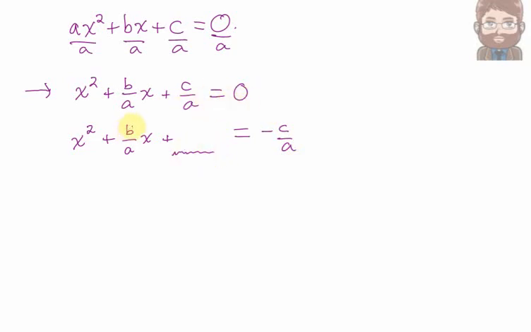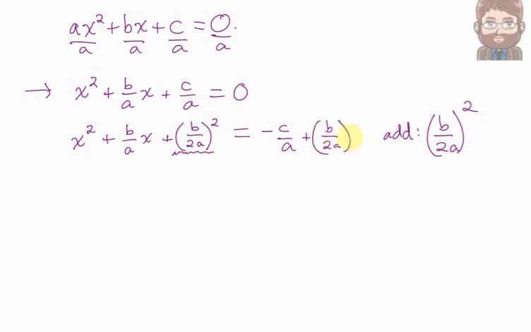Now what will that something be? It has to be half of the coefficient of x. In other words, half of b over a. So what we're going to add is b over 2a squared. We'll add that to both sides, and that will make the left-hand side a perfect square. Add it to the left, we must also add it to the right. So now, what we'll have on the left-hand side is a perfect square.